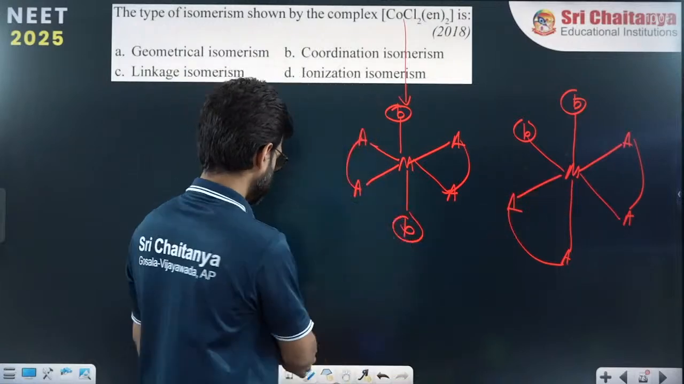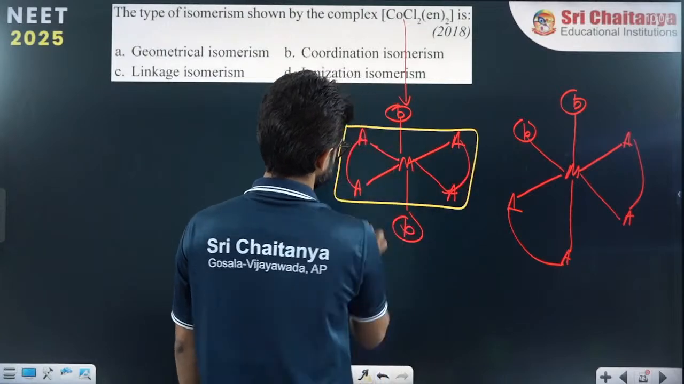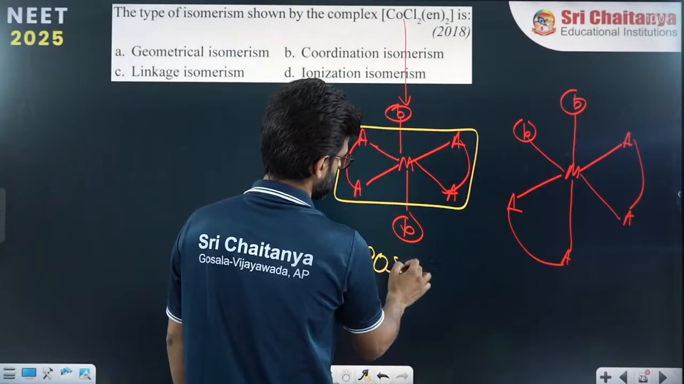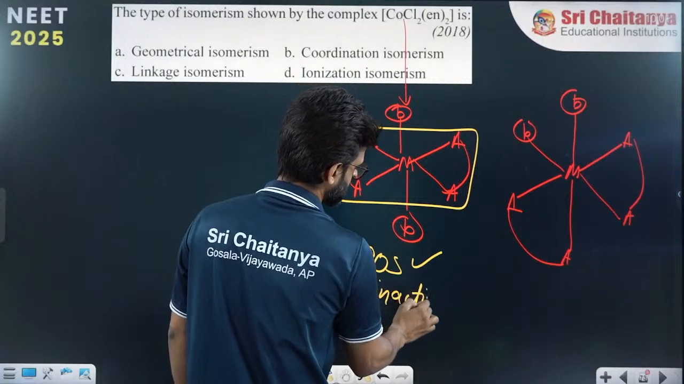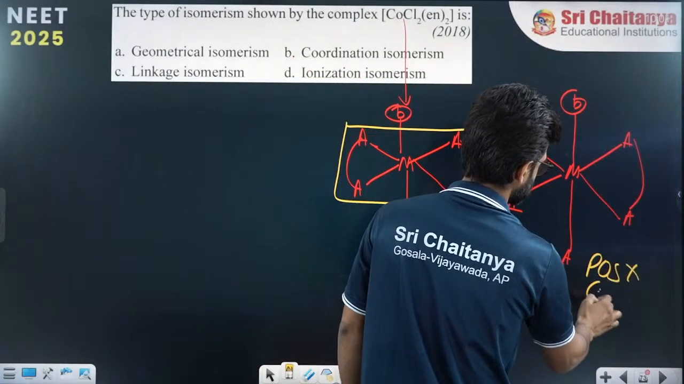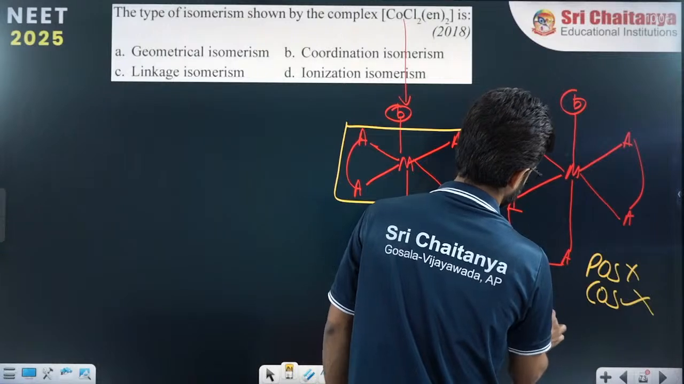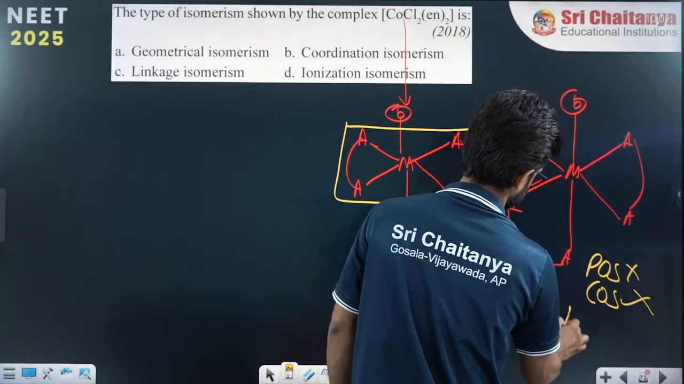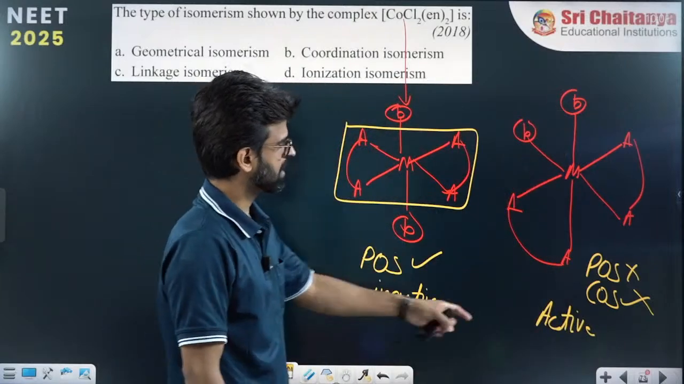And you should know that this structure has planar symmetry. This has a POS, so it is optically inactive. It is optically inactive, but you will see this one doesn't have any POS and COS. That's why it is optically active. It is inactive, it is which one? Active, right?